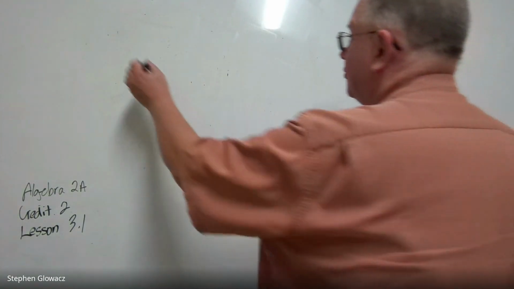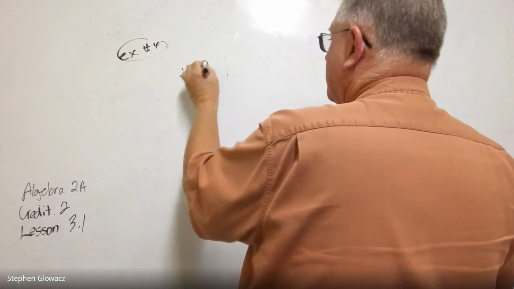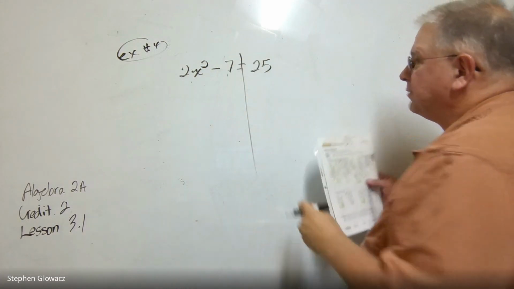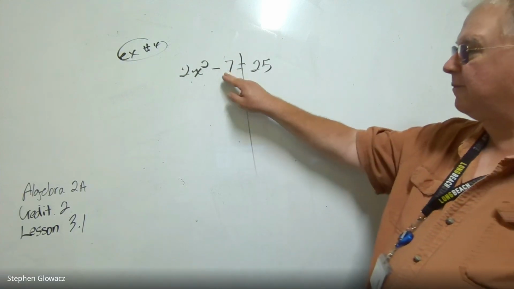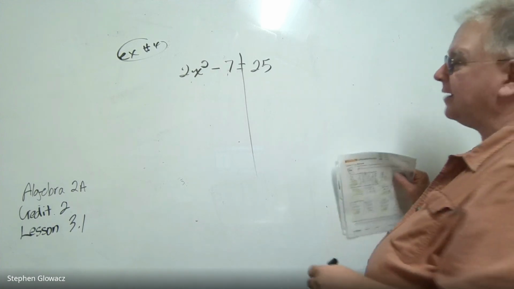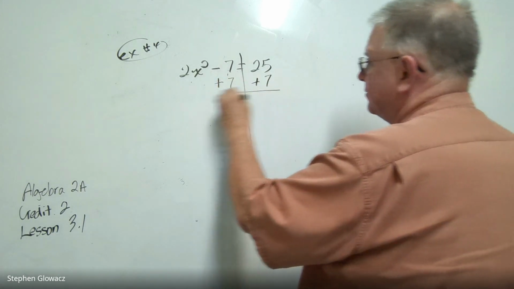So we have 2x squared minus 7 equals 25. In this one, we have 3 steps. We have to get rid of the minus 7, the 2, and then the exponent. So our first step: the opposite of subtracting 7 is to add 7 to both sides.